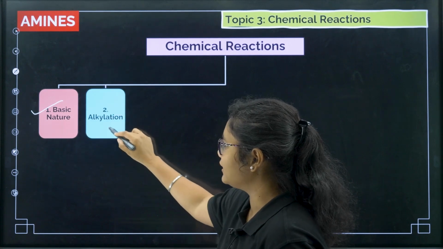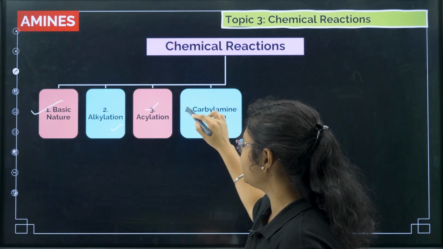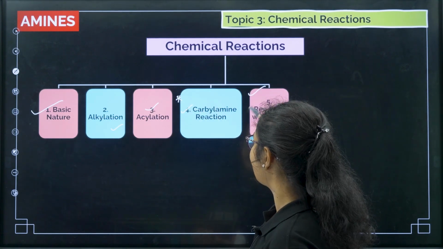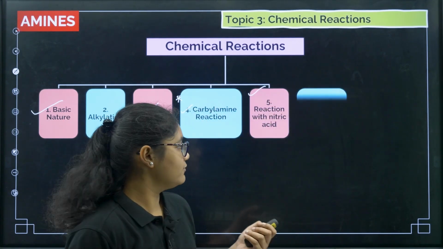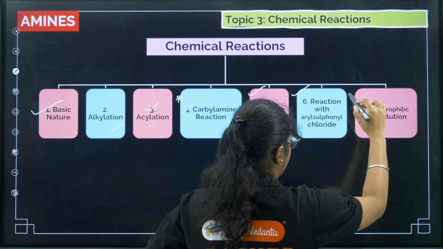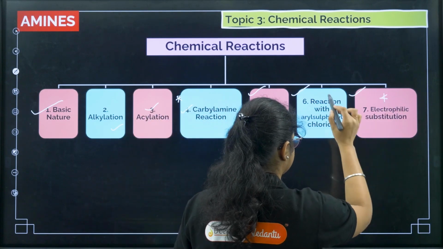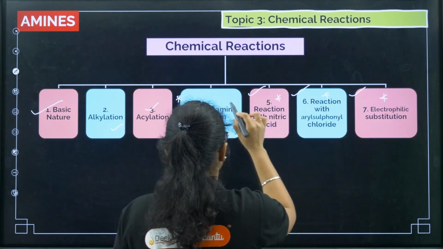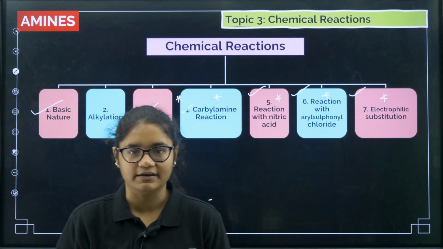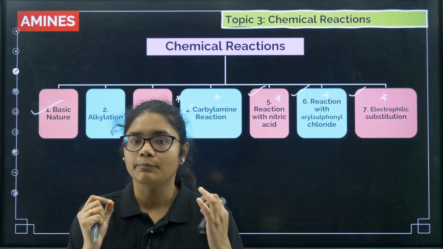Next, you have alkylation, next acylation, then you have carbylamine reaction. This is also a very important reaction. Then reaction with nitric acid. Next, we have reaction with aryl sulfonyl chloride, and then electrophilic substitution reaction. This is also very important. These all reactions are very important. So how many reactions do we have? 7 reactions. First, you can consider it not as a reaction but a chemical property, right?